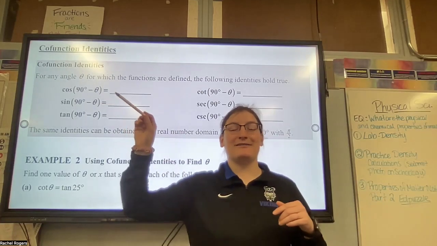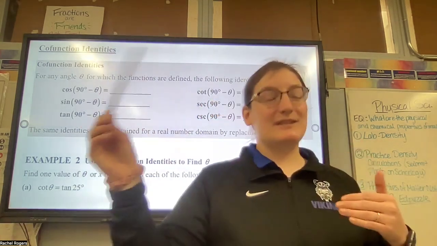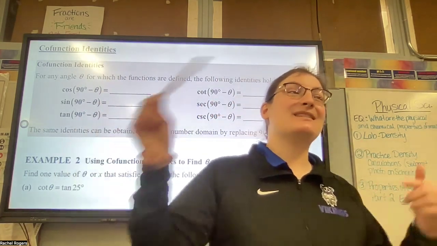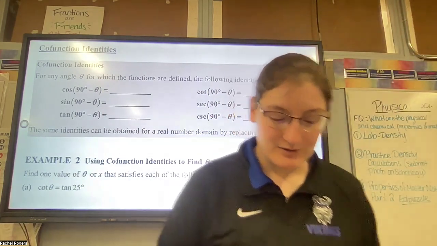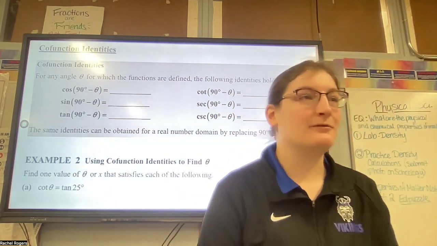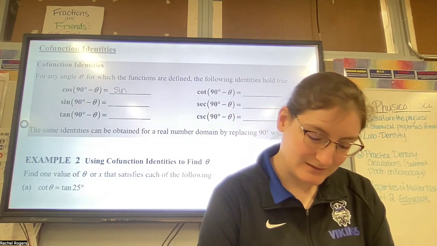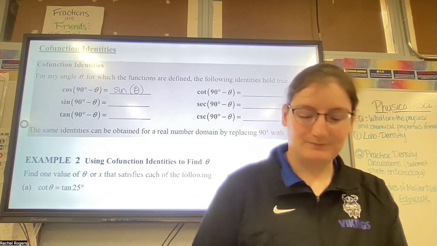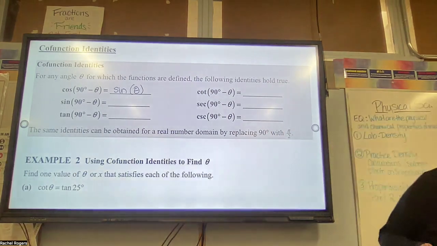Cosine of 60 is 1/2. I don't know if I phrased that well, but the cosine of 60 is 1/2, and that's the same as the sine of 30. And they add up to 90, right? So cosine of something that adds up to 90 is the same as the sine of that angle. We talked about this a little bit back at the beginning of the semester.